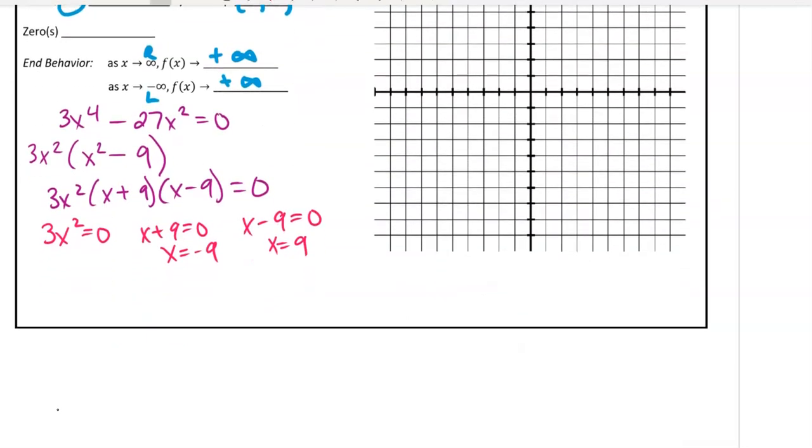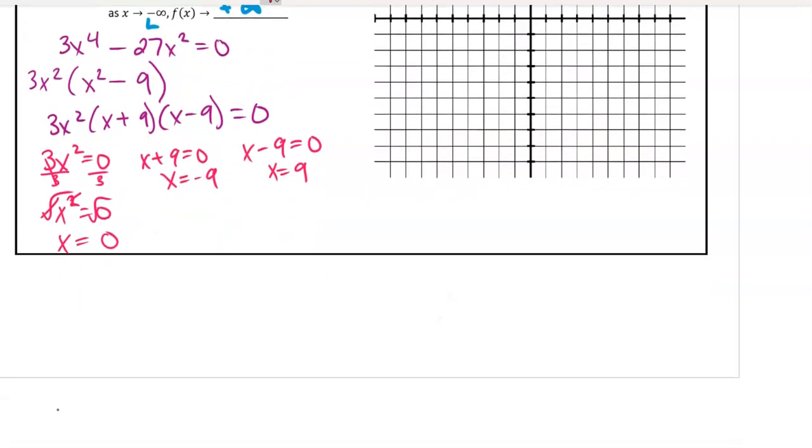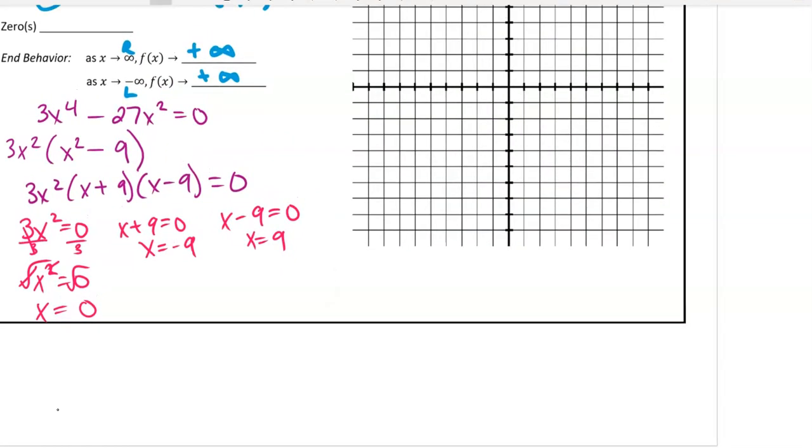Moving towards the left, we have x squared equals 0 divided by 3, which still gives us 0. And then take the square root of 0, which is still 0. Okay, so here we have roots at 0, 1, 2, 3, 4, 5, 6, 7, 8, 9, negative 9, and positive 9. All right, those are our 3 zeros.